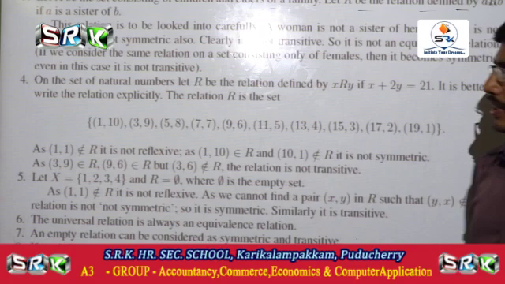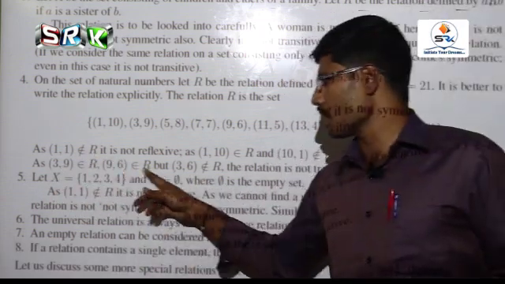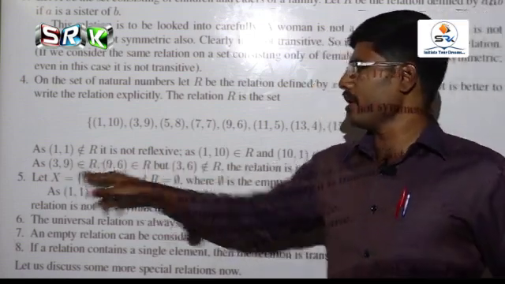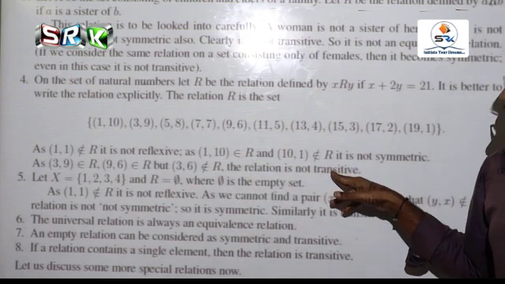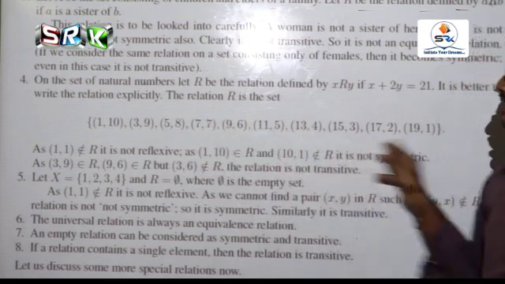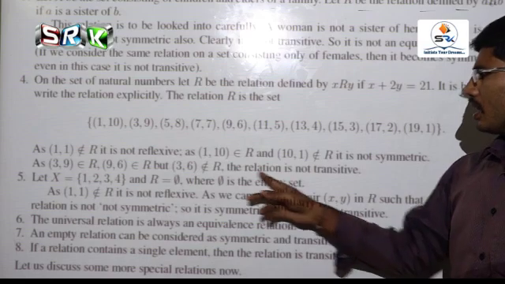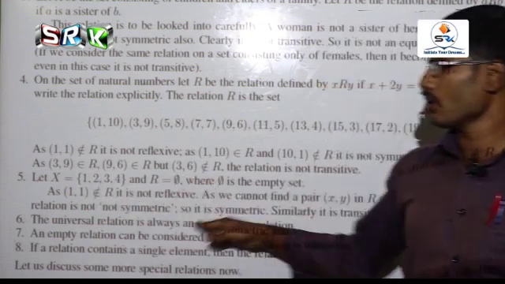3 comma 9 belongs to R and 9 comma 6 belongs to R, with 9 common, but 3 comma 6 is not in the given relation. So the relation is not transitive. It is clear about all these types of terms.